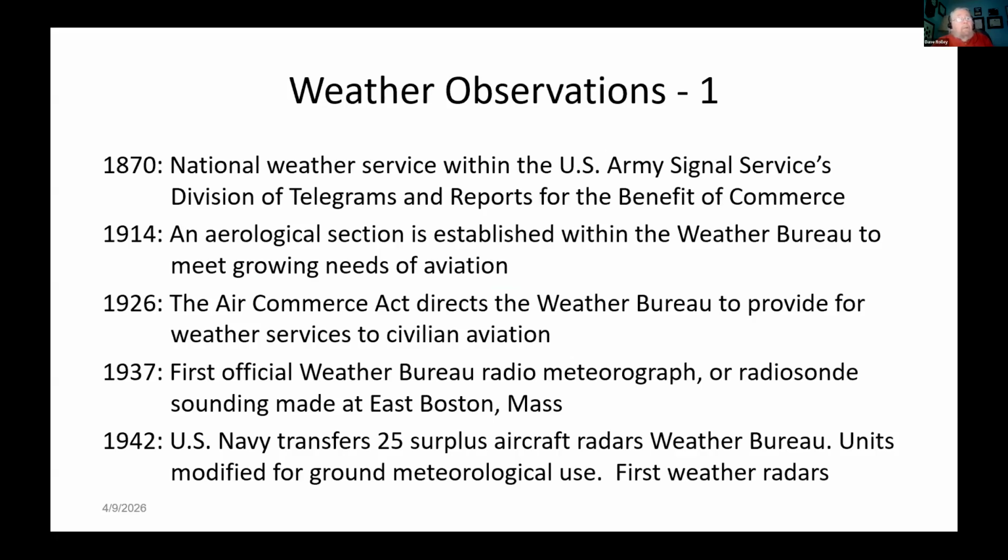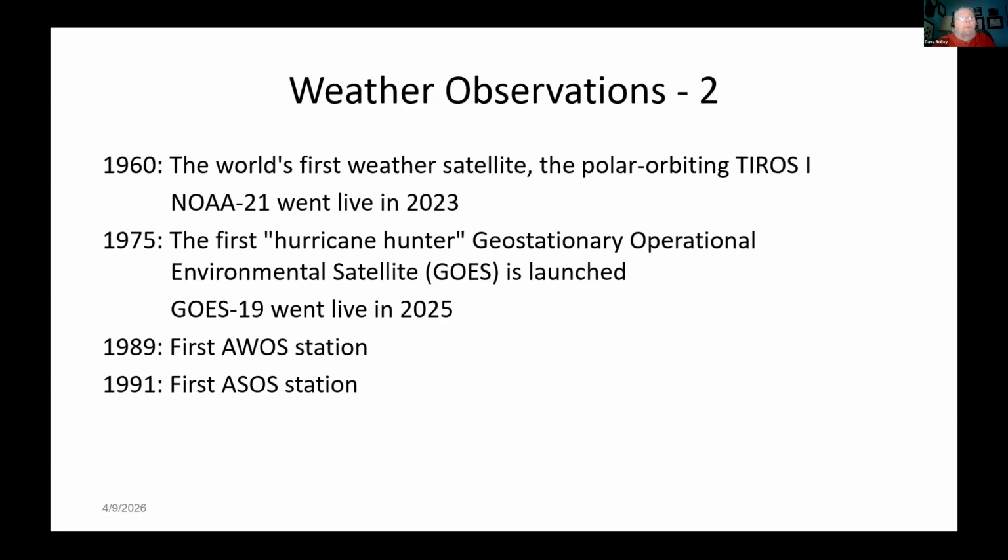By 1937, the first of the radiosonde type of devices were starting to be used. In 1942, the Navy transferred 25 surplus aircraft radars to the Weather Bureau. They were modified to be used for ground meteorological use. So this was the very beginning of the first of the weather radars.